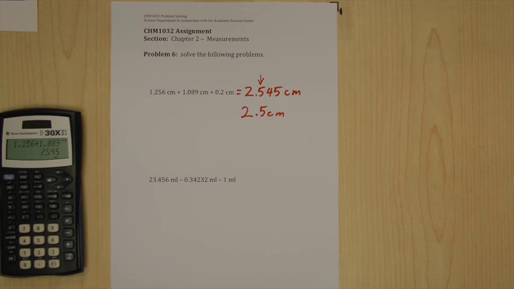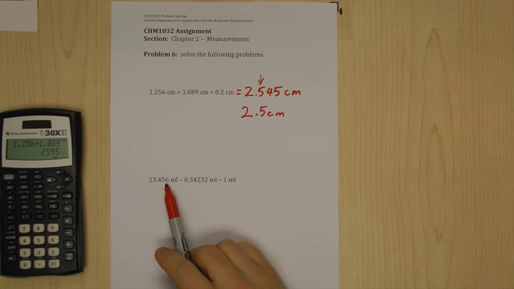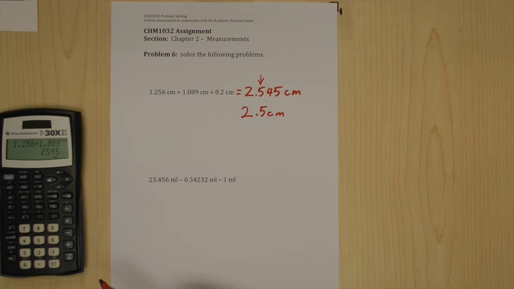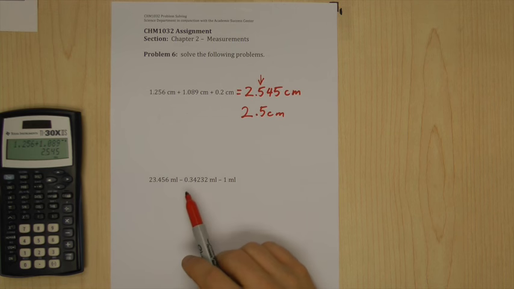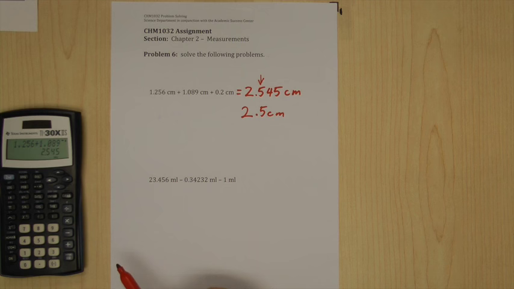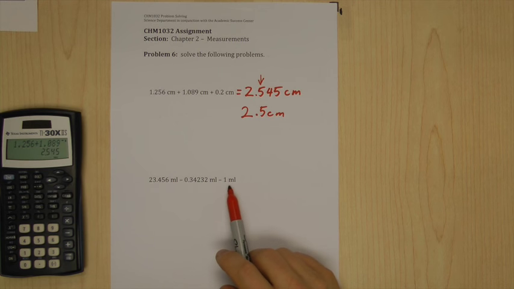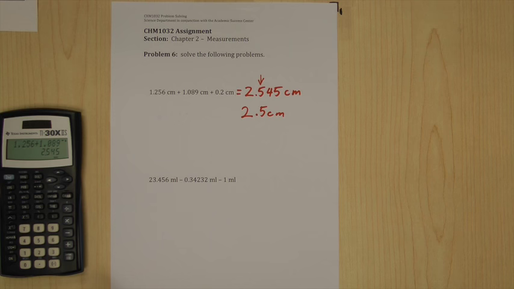All right. Let's try the next one. Okay, here we have 3 measurements in milliliters. So let's look at this measurement first. This measurement has 1, 2, 3 decimal places. And we're doing a subtraction, so we're going to use the rules for subtraction. This number has 1, 2, 3, 4, 5 decimal places. And this, our final measurement, doesn't have any decimal places at all. It's just the whole number 1. So now, what does that tell us? That tells us that our final answer should not have any decimal points at all. It should just be a whole number.